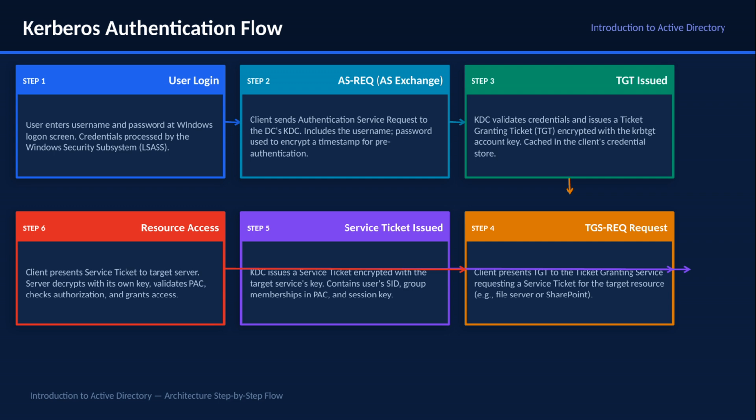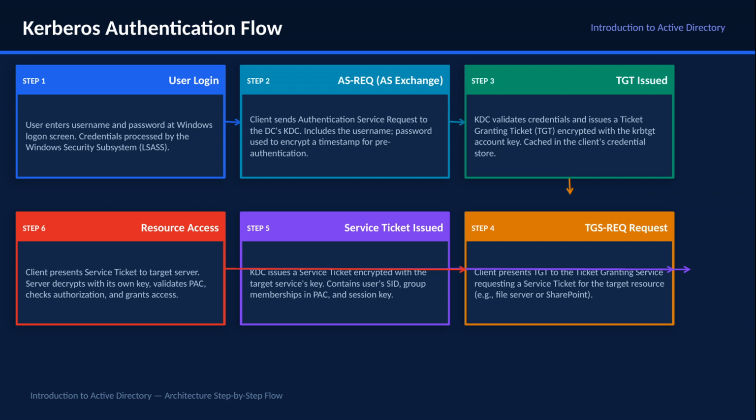Step 4. TGS-REQ. When the user needs to access a resource, the client presents the TGT and requests a service ticket for that specific resource. Step 5. Service ticket. The KDC issues a service ticket encrypted with the target service's key. Embedded inside is the user's SID, group memberships, and session key, all in the Privilege Attribute Certificate, or PAC. Step 6. Access granted. The client presents the service ticket to the server. The server decrypts it, reads the PAC, checks authorization, and grants or denies access, all without contacting the DC again.